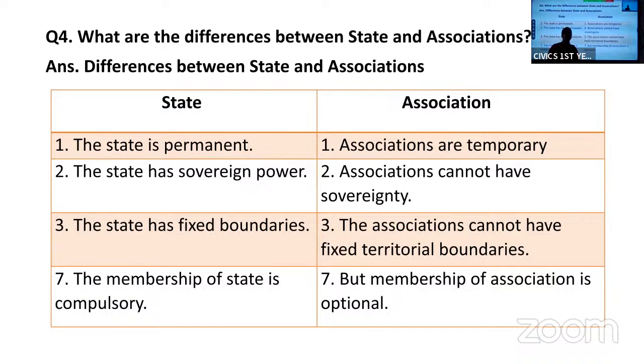In yesterday's class, I explained to you the elements of the state. We discussed 4 elements of the state, that is population, territory, government, and sovereignty. Along with that, we also discussed international recognition as a new element of the state. Today, we will discuss what sovereignty is and what its characteristic features are. Now, sovereignty, as I told you yesterday, means supreme power.